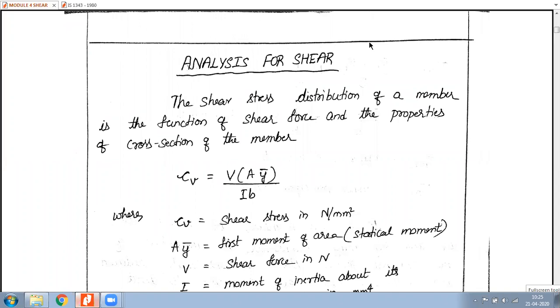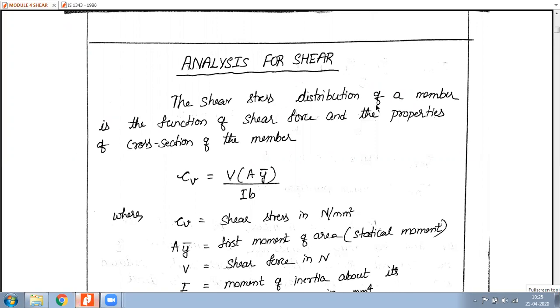Hello everyone. Now we shall take up the fourth module, that is analysis and design of the section for shear. For the shear, we need to do the analysis as well as design. First, we shall take up the analysis part.